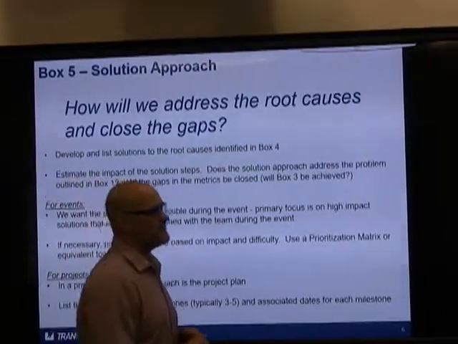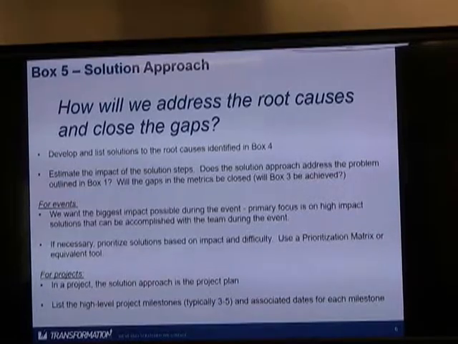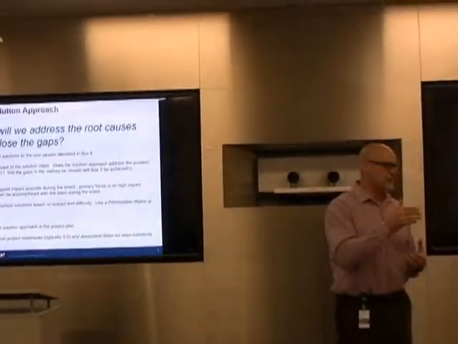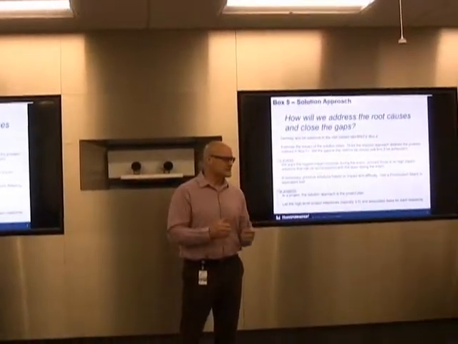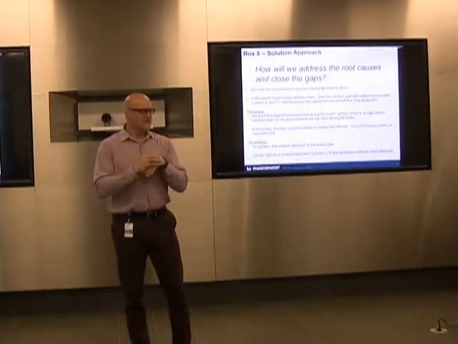So box 5, this is where we have a difference. For events, this is where we're going to do a bunch of brainstorming. We don't know the solution. We're just trying to figure it out. And we're going to do some rapid experiments to test our theories. So when we have an event, that's what we do.